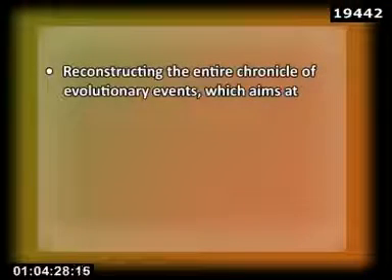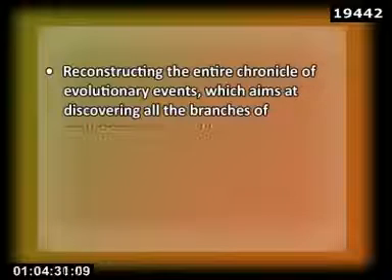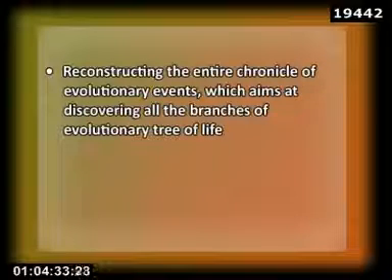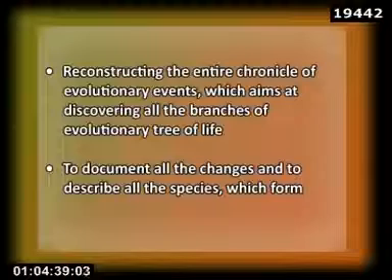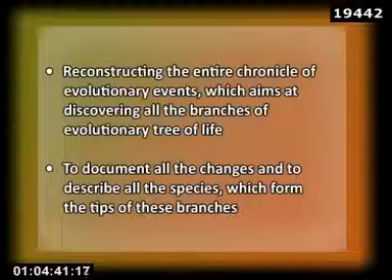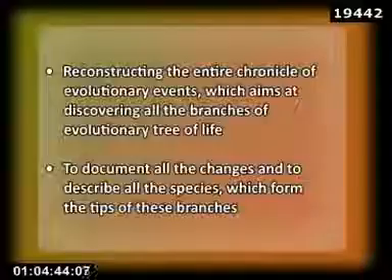The modern approach to systematics aims at reconstructing the entire chronicle of evolutionary events, which ultimately aims at discovering all the branches of the evolutionary tree of life, and to document all the changes and to describe all the species which form the tips of all these branches. This won't be possible unless information is consolidated in the form of an embedded system of classification. This, however, is again impossible without a clear understanding of the basic identification and nomenclature methods.